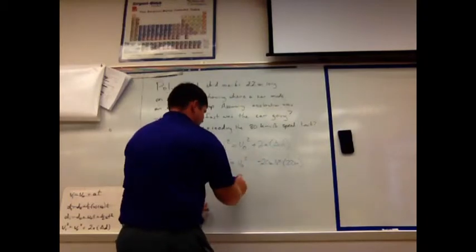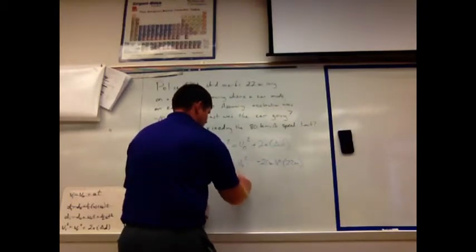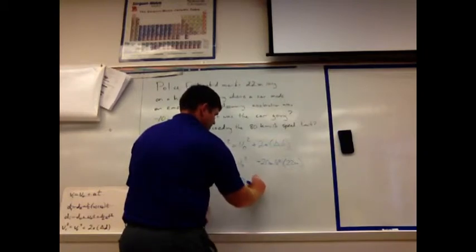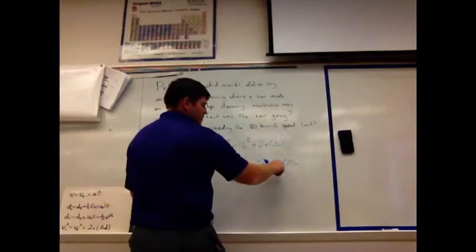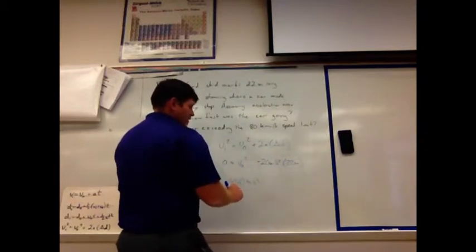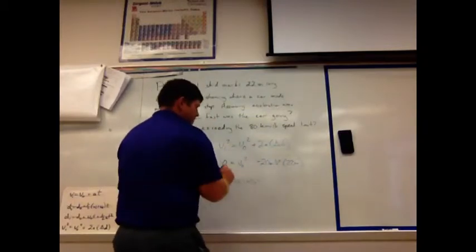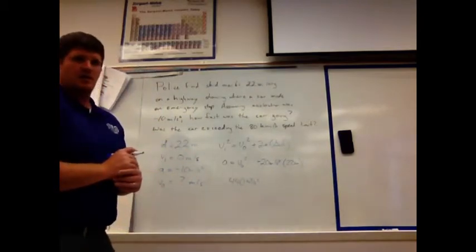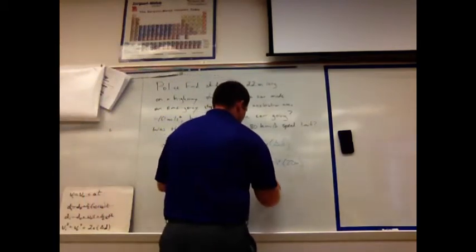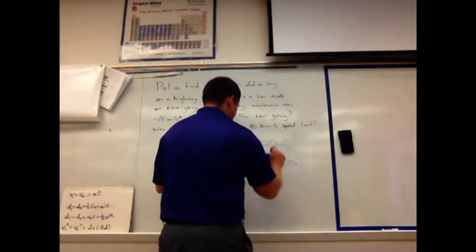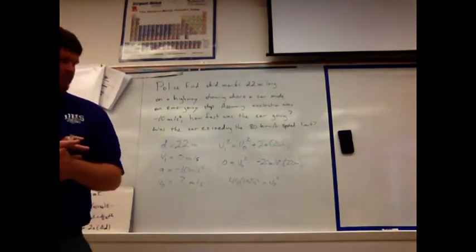I'm adding it to the other side, so I have 440 meters per second squared. Now when I multiply the meters per second squared times a meter, that makes it meters squared per second squared. Okay. And that equals our V naught squared.